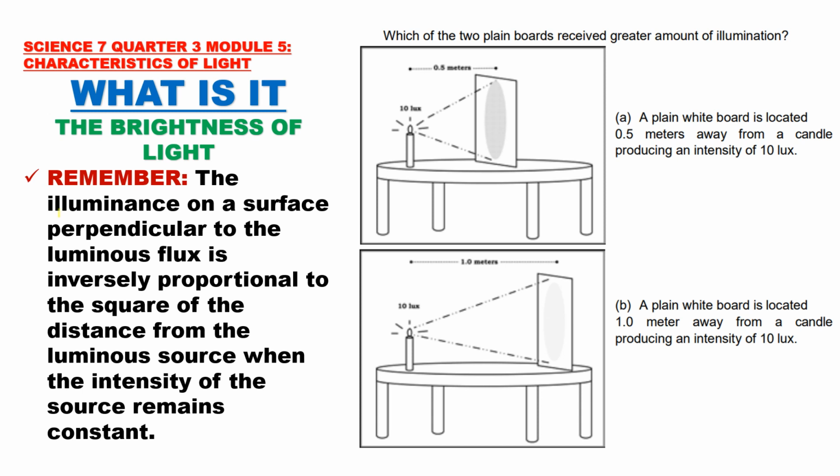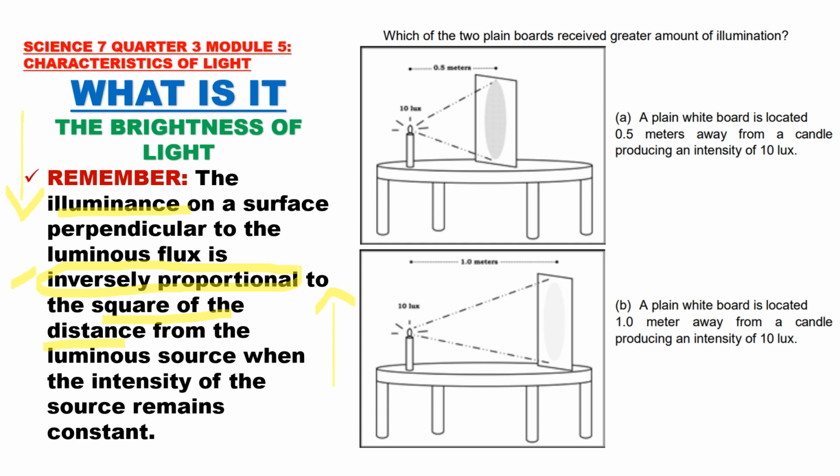Remember, the illuminance on a surface perpendicular to the luminous flux is inversely proportional to the square of the distance from the luminous source when the intensity of the source remains constant. So, if the distance becomes greater or higher, illuminance decreases. So, yun ang ibig sabihin ng salitang inversely proportional.